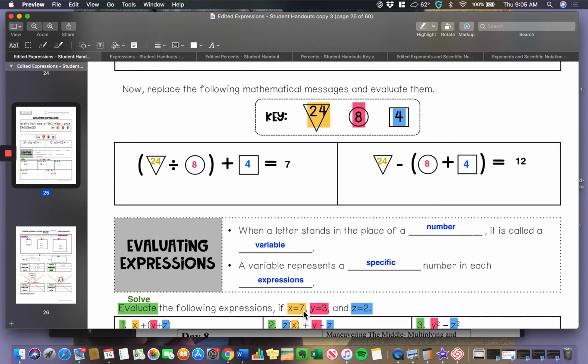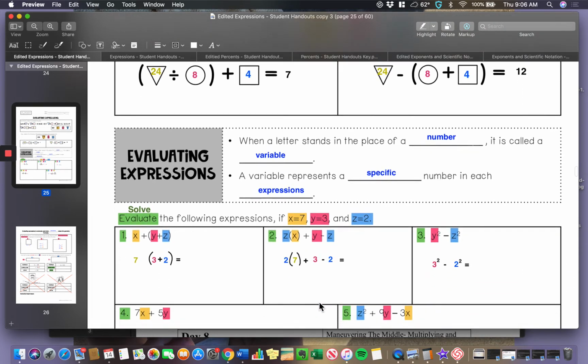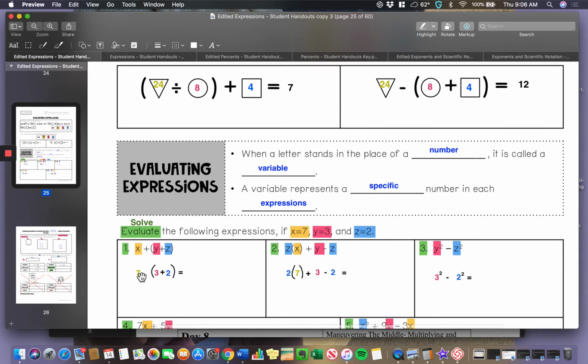What they're asking us here is that when you see an x, it's really a 7. Just like when you saw a triangle up here, it's not really a triangle. They told us that it's a 24, so I have to put that in there. So every time you see an x, you need to put a 7 in place of the x, and the same goes for y, which will be 3, and z, which will be 2. I highlighted them so that I could show you a little better down here. So my x was plus, in parentheses, 3 plus 2.